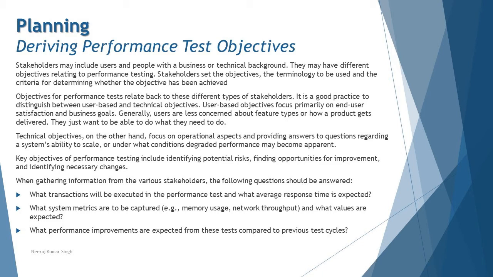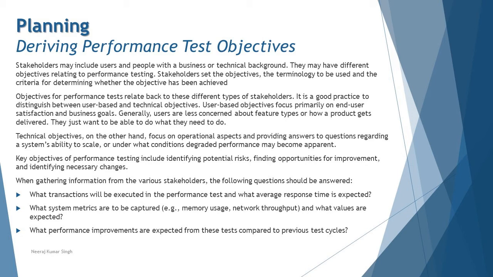Technical objectives, on the other hand, focus on the operational aspects and provide answers to questions regarding a system's ability to scale, or under what conditions degraded performance may become apparent. So here, technical goes completely from the backend point of view: what kind of architecture will be used, and whether this architecture will be useful enough to scale in future, as we do have some future requirements from the customer, and many other things.